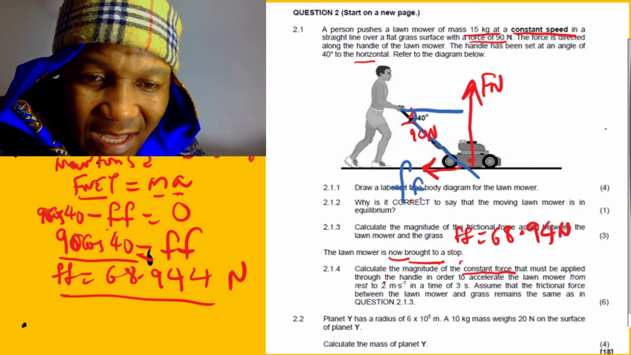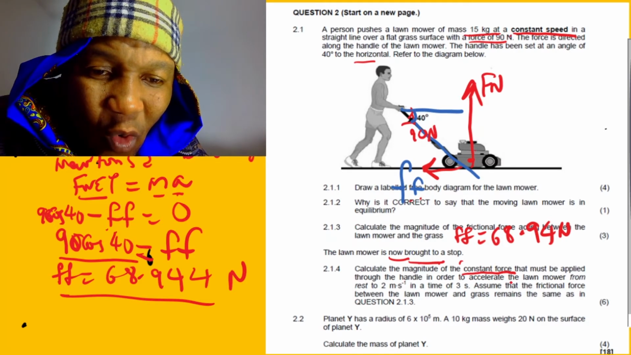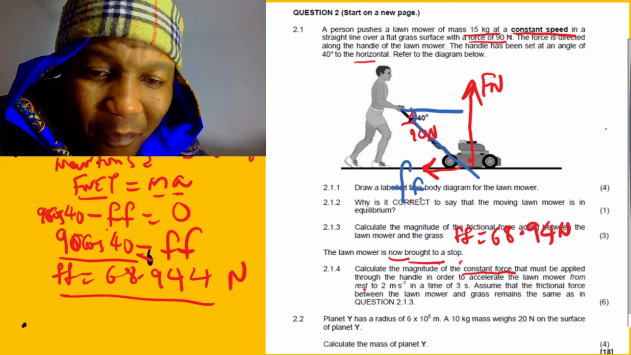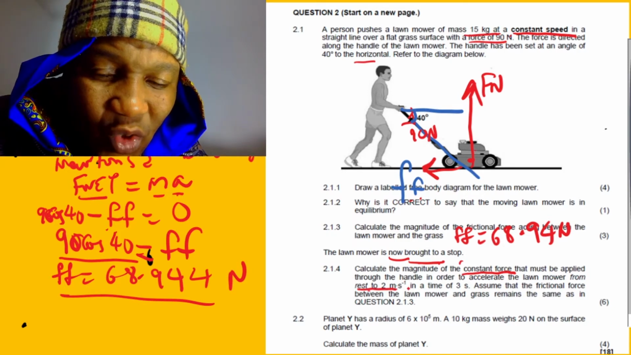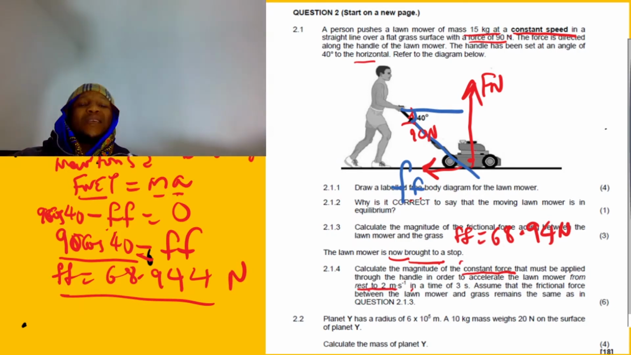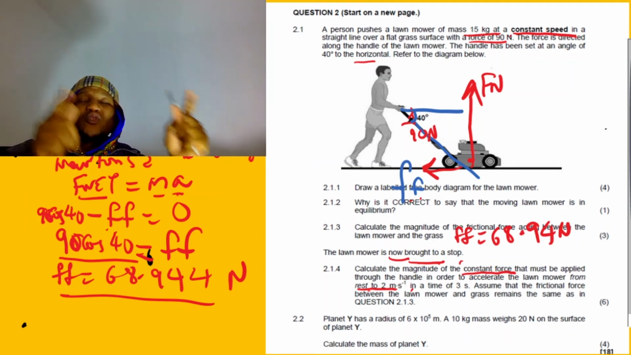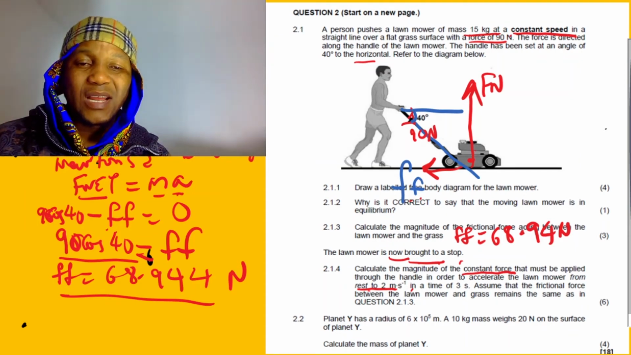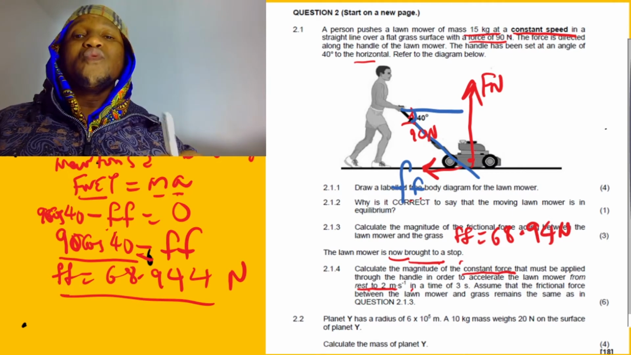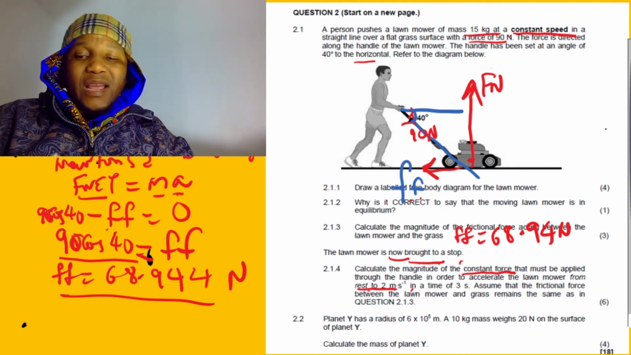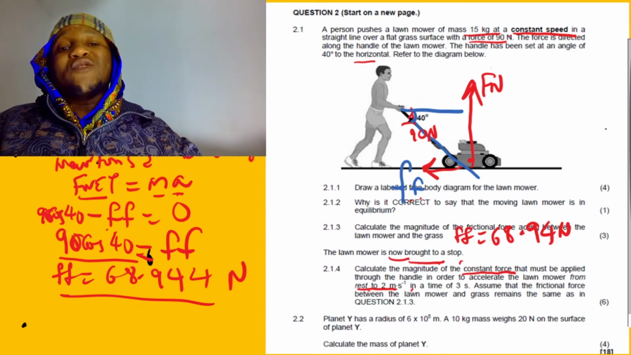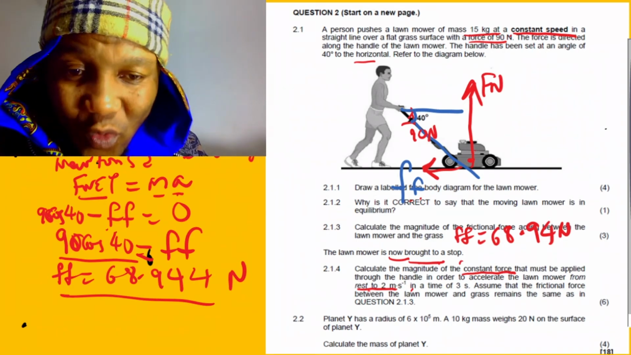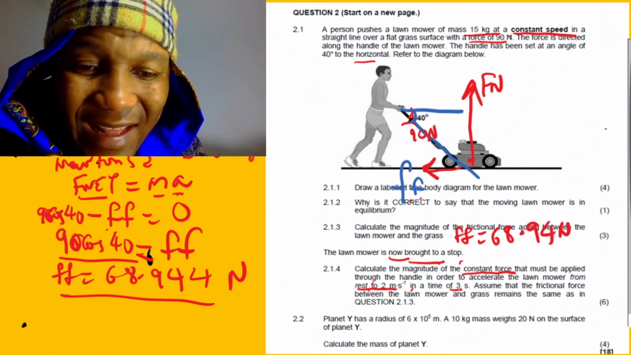But they have said here, through the handle, accelerate the landmark from rest to 2 meters per second. So what they say is you start from rest, it will start moving, and then move at the constant velocity, which is equal to 2, from 0 to 2 in 3 seconds.